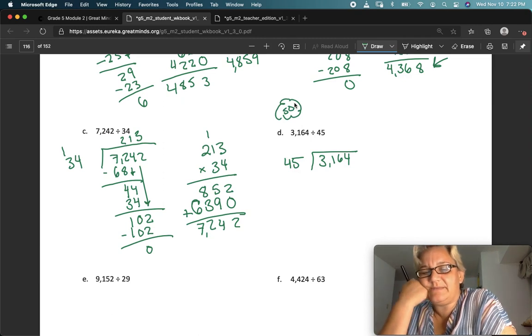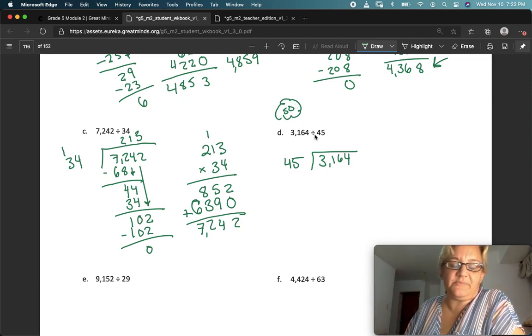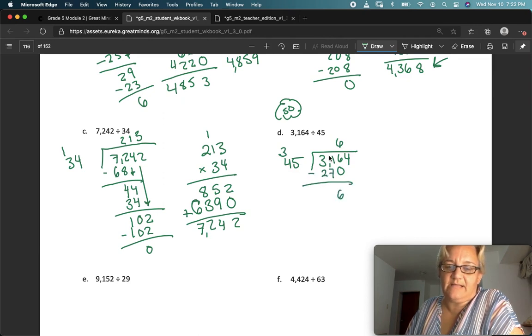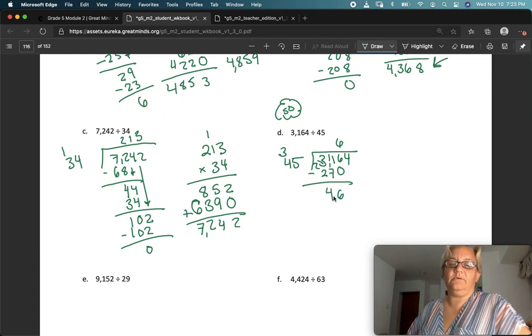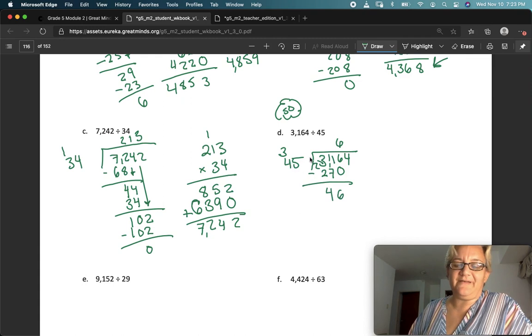50 times 6 would give us 300, so let's try that. 6 times 5 is 30, carry the 3. 6 times 4 is 24, 25 to 6, 27. Okay, subtract. And I have 7, 8, 9, 10, 11. Uh-oh, what'd I do wrong? 45 will actually fit in there one more time, so we're going to do that over again.